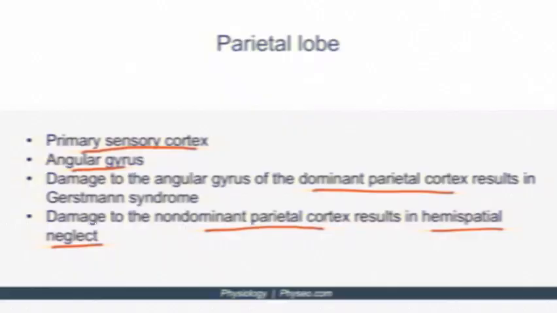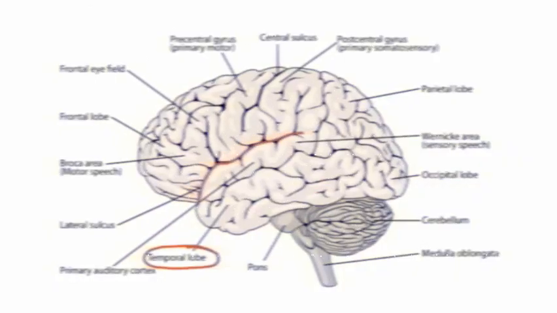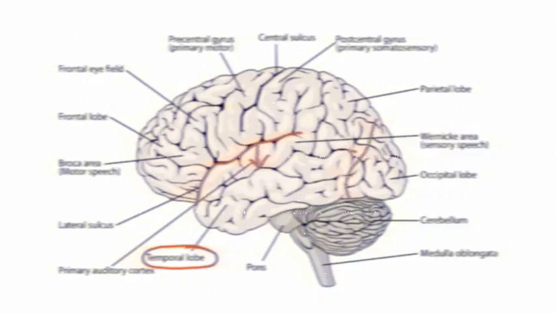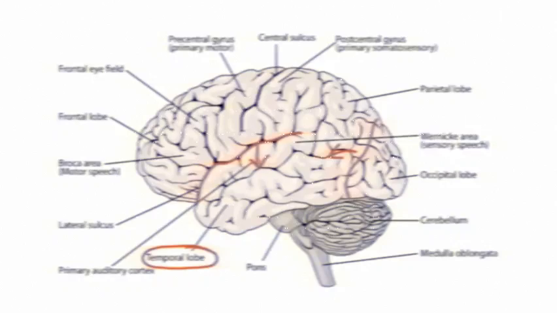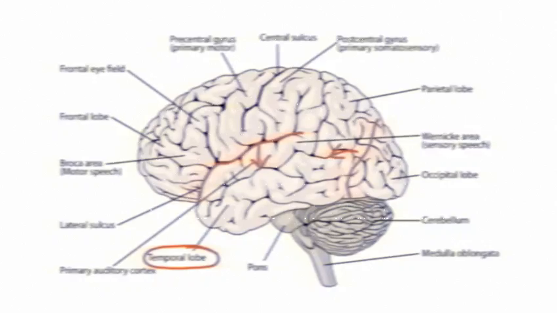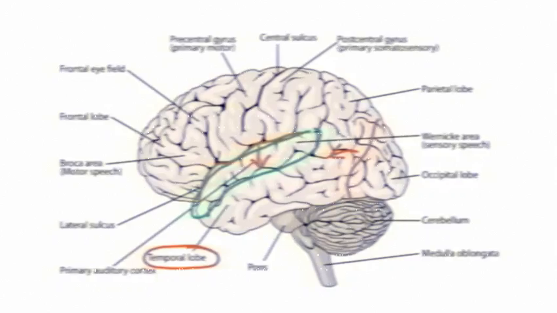Okay, let's move on to the temporal lobe. The temporal lobe is right here. It's inferior to the lateral sulcus, and anterior to the parieto-occipital sulcus. There are two important gyri that you need to be familiar with for step 1. These include the superior temporal gyrus and the fusiform gyrus. The superior temporal gyrus is right here, and it's just below the lateral sulcus.